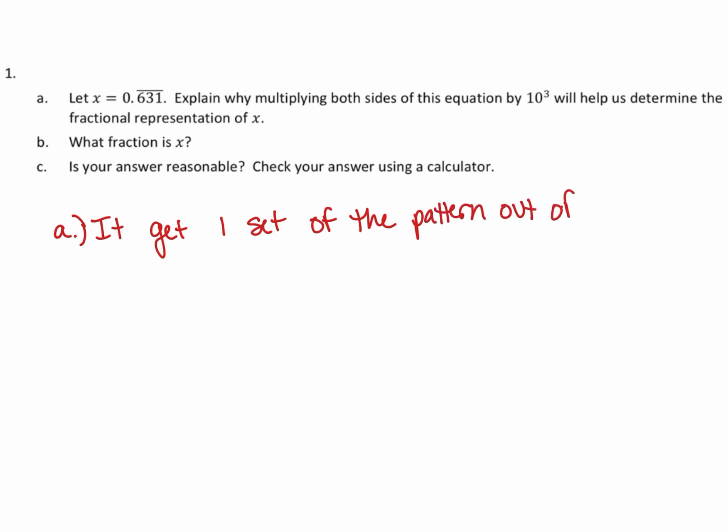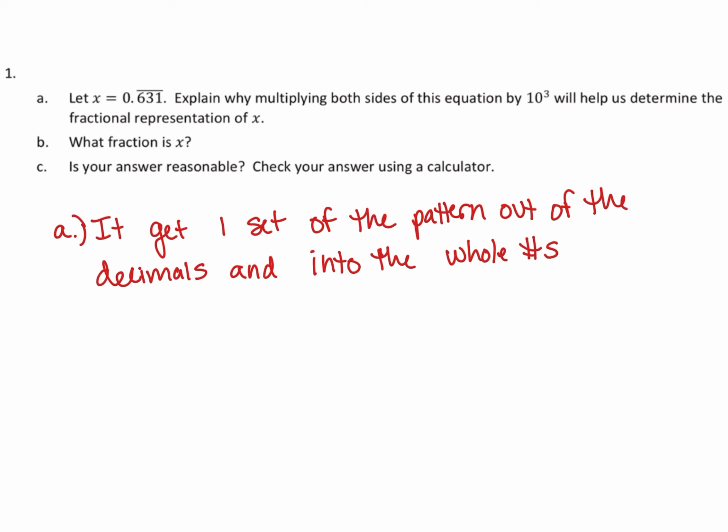out of the decimals to decimal place and into the whole numbers. The reason we want to do that is because if x is equal to this 631 repeating, then 10 to the third power of x will get 631.631 repeating. So it's x plus a whole number. So it's going to be easy to remove that repeating piece.